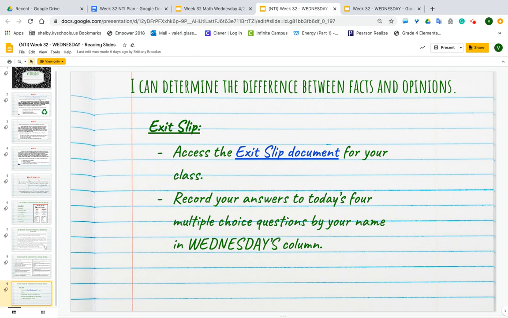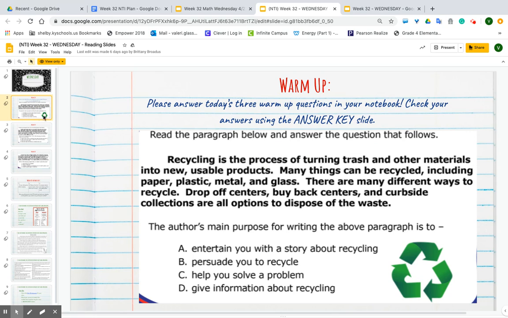Let's look at reading. Your warm-ups. Remember, you're going to do your warm-ups. You can write them on a piece of scrap paper, anything you want. They do not have to be turned in. So let's look at this one. It says, read the paragraph below and answer the question that follows.